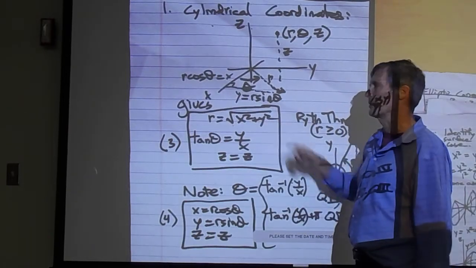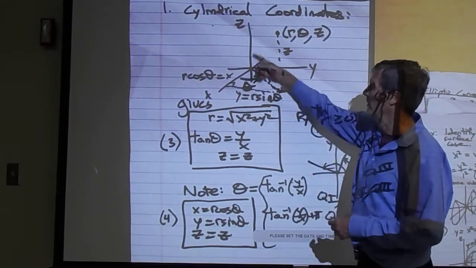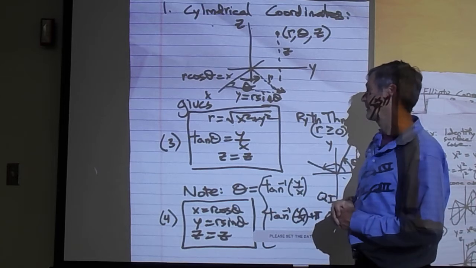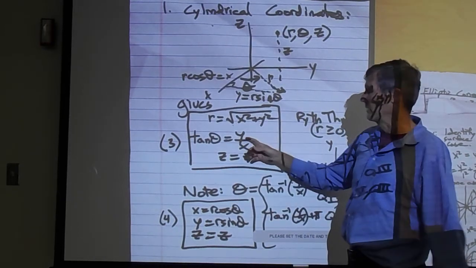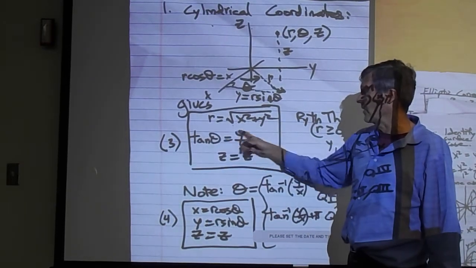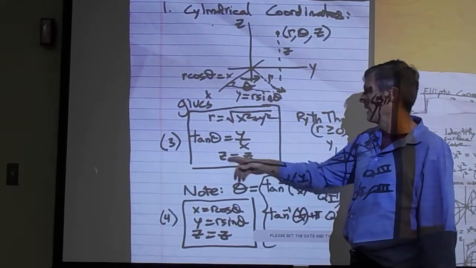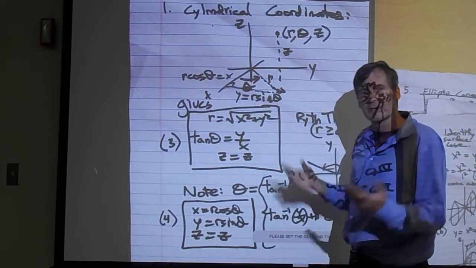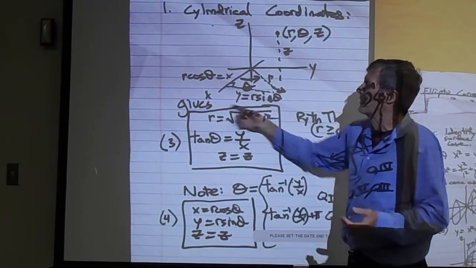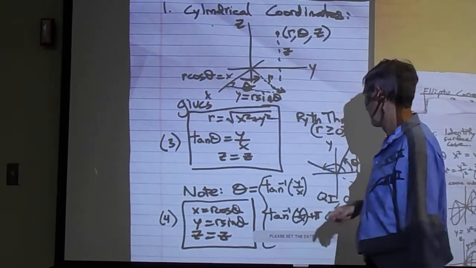It's square root x squared plus y squared from the z-axis over to this point here. And then just like in polar coordinates, tangent theta equals y over x. You have to figure out, however, which quadrant theta is in. And z equals z, since we made it the same. So look, it's just polar coordinates add z, and it's even easier because now r can't be negative, right?